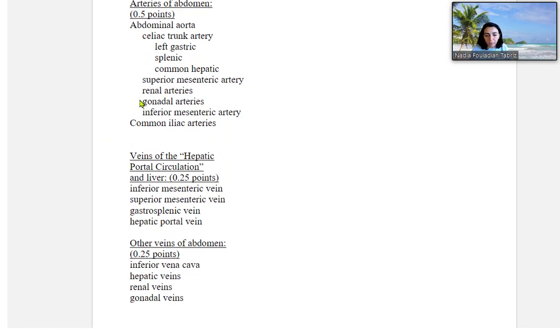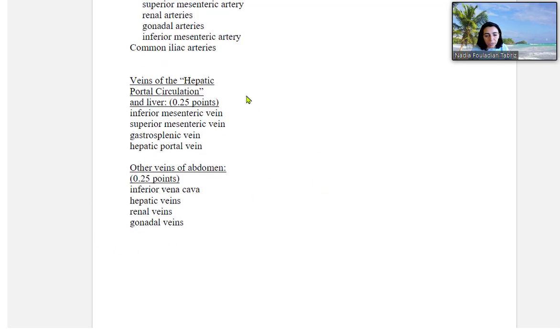Then it ends by branching and makes the common iliac artery. Then we continue that one in the next part, when they go into the pelvis and lower limb, right? And then you see that inside of the abdomen you have the hepatic portal circulation that I already explained. I expect that you put these completely as I explained, including the naming and the connection.